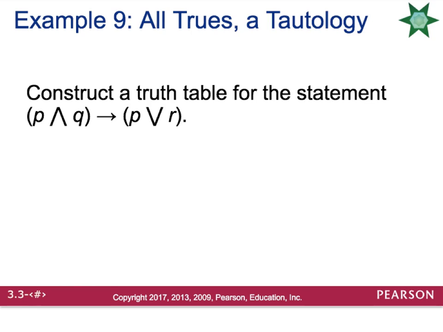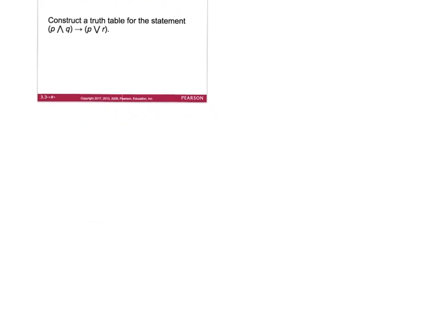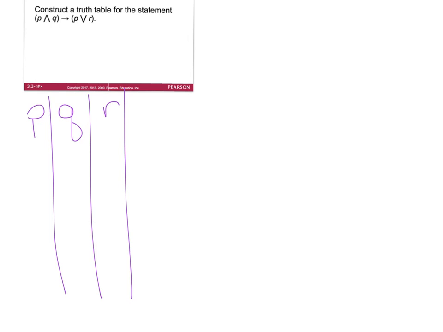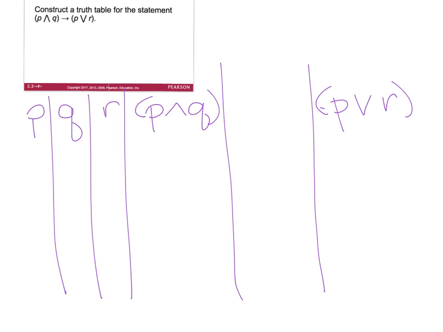On the left-hand side, the antecedent is going to be P and Q. On the right-hand side, the consequent is going to be P or R. So notice we have 3 statements in this problem. So when we create our truth table, we're going to have 8 different combinations. So we need to come up with P, Q, and R to start this problem out. Then we'll need to figure out the left-hand side, which is P and Q. Then we'll need to figure out the right-hand side, which is P or R. And then we'll need to figure out the conditional: if P and Q, then P or R. So let's work through this and see if we can discover our tautology.